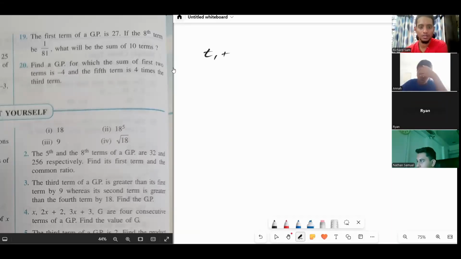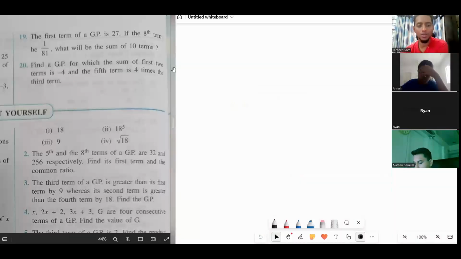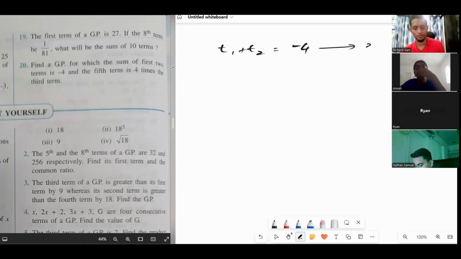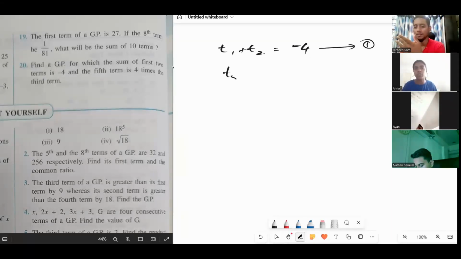T1 plus T2 is equal to -4. Okay, and what's the second equation? T5 is equal to 4 times the third term, 4 into T3. Correct? So you got the equations.